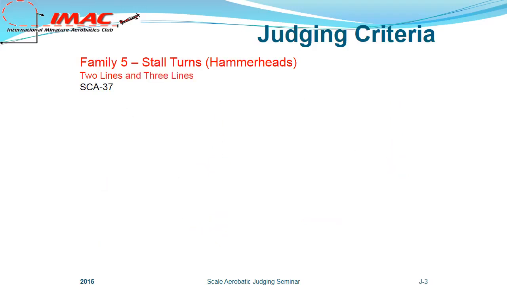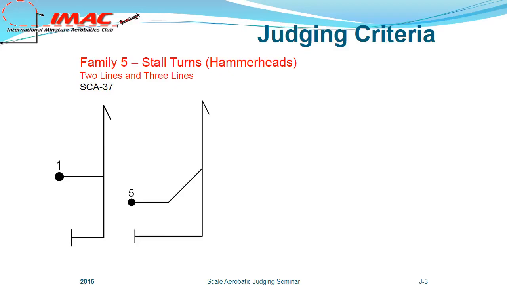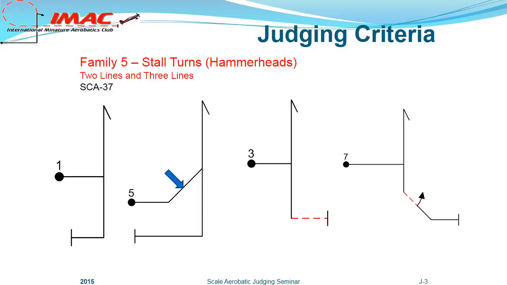Here are examples of two-line stall turns with similar three-line figures. Figure 1 becomes a three-line hammerhead by adding a 45-degree line. Figure 3 becomes a three-line hammerhead in the same manner. Note that the 45-degree line could be added on entry or exit. When 45-degree lines are added, 1/8 partial loops, shown with circles, are used.